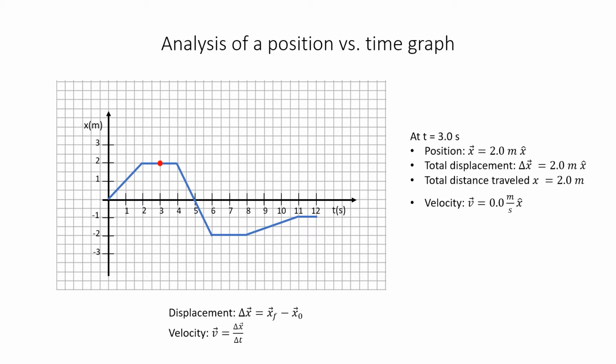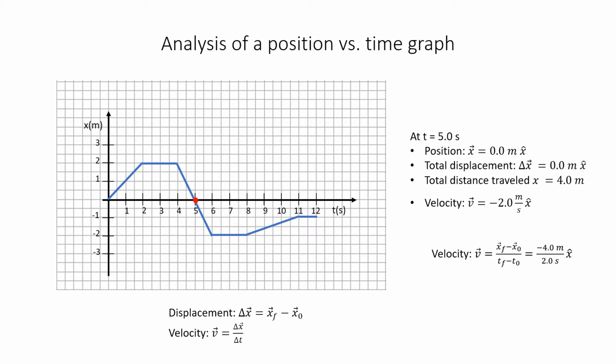At t equals 3 seconds, we're still well along that flat line. Basically, we're just staying still without moving at all. Our x is not changing at all, so our position is still 2 meters in the x direction. The total displacement is 2 meters in the x hat direction, and the total distance traveled is still 2 meters. The velocity, however, is 0.0 meters per second. If you take the slope right here, you can see it's a zero slope.